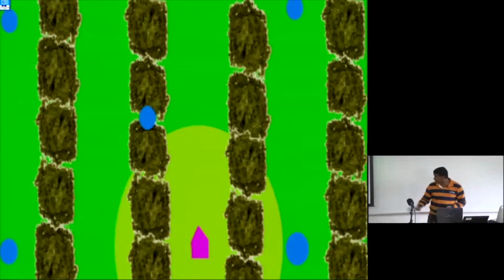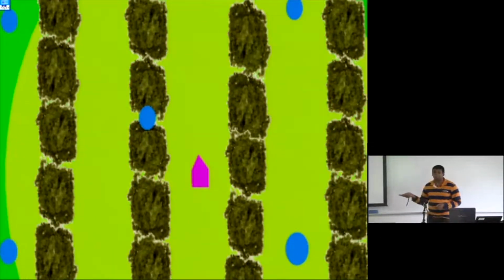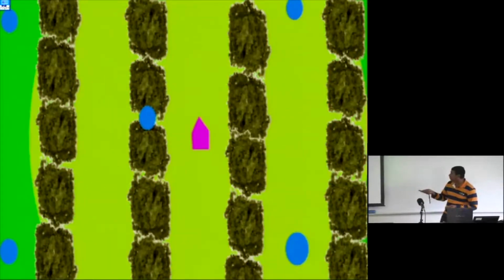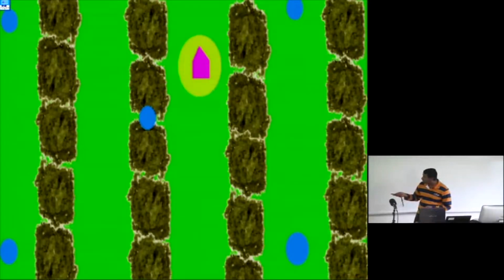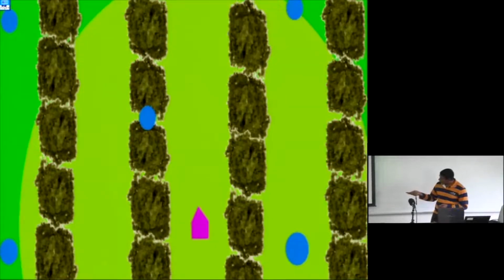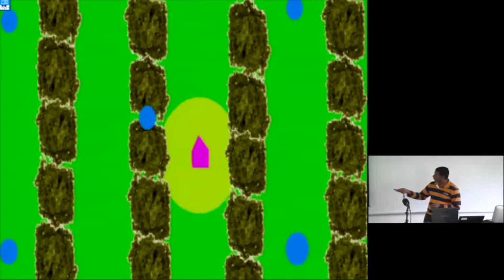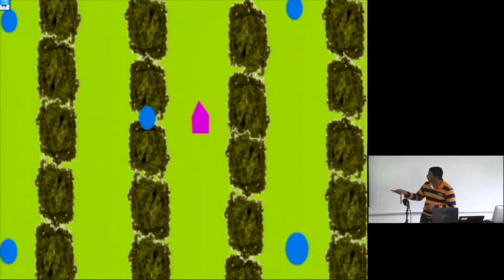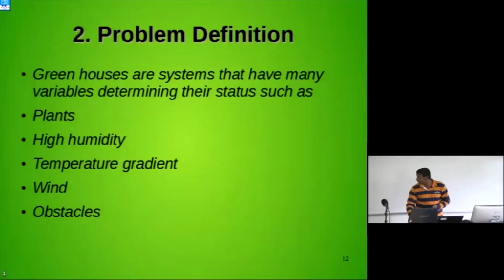So this is what may happen when we put the robot inside the greenhouse. So these are the crop rows. The robot has to go through them, but because of these crop rows, the sound may change direction. I didn't put the calibration station there. So this is what may happen if we put a robot inside the greenhouse. So this is the problem with the greenhouses.